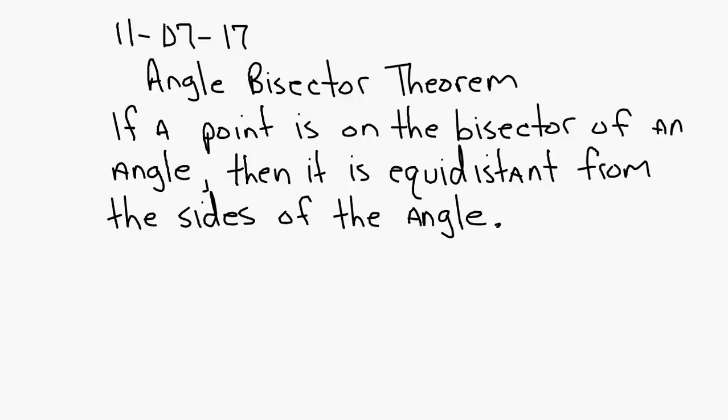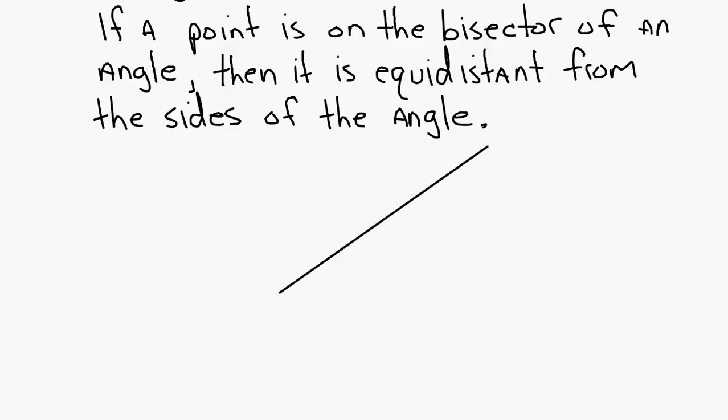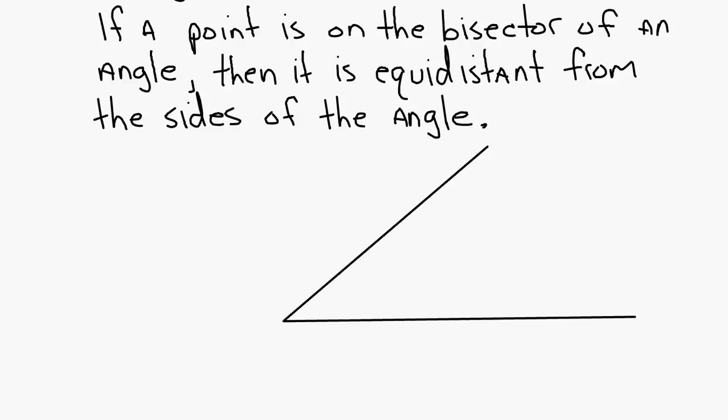If a point is on the bisector of an angle, then it is equidistant, equal distance, from the sides of the angle. And a picture of that would look like this: if you had an angle and then you bisected that angle, and we'll make the blue line the bisector. Bisect means to split it in half, right? So if I bisect that angle with the blue line, then these two angles that I just created are congruent to each other.